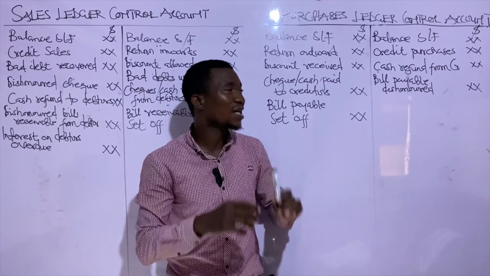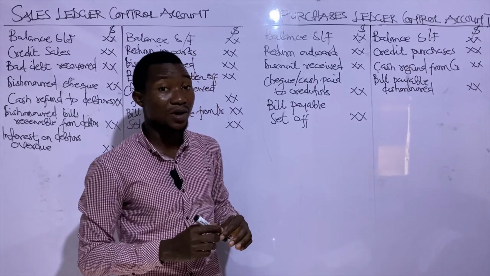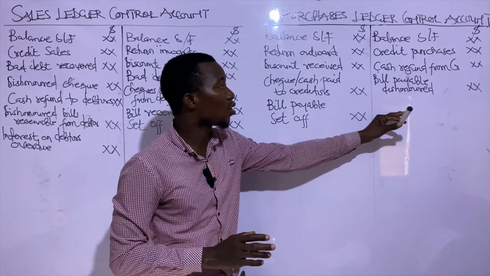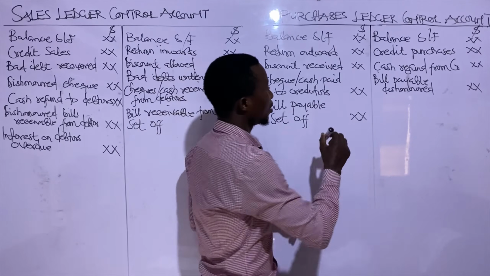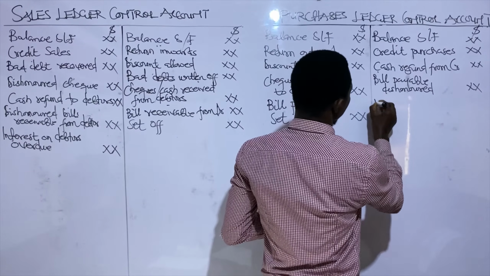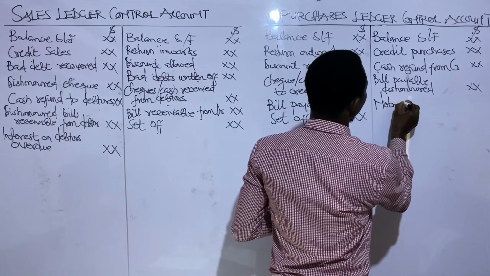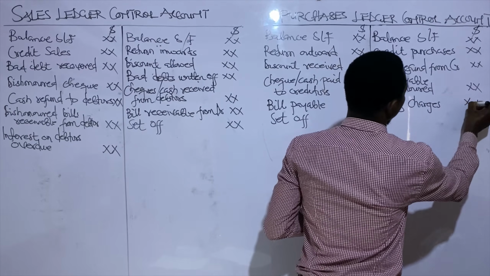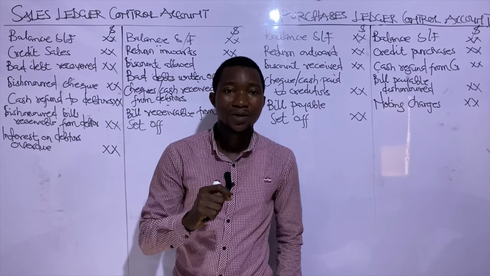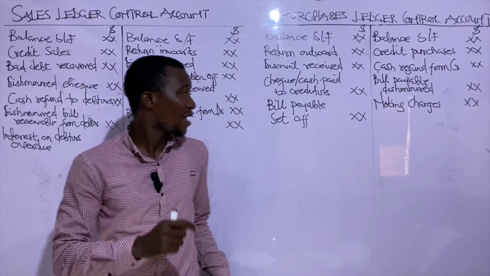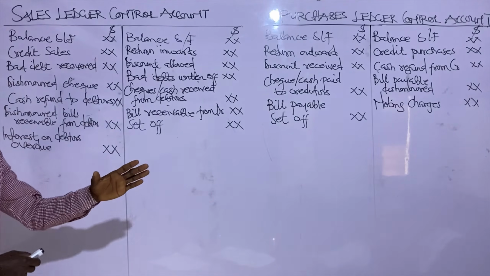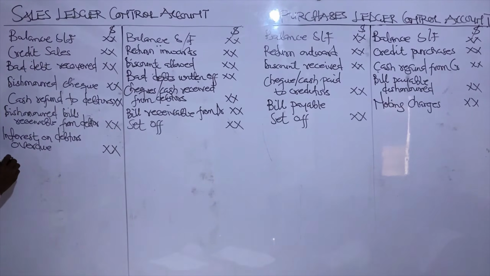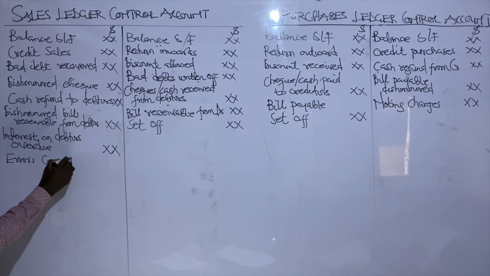And that amount will increase the creditor's balance. Is that okay? So noting charges will be recorded at the credit side of the purchases ledger control account. So noting charges at the credit side. Another item I would like to talk about is errors. Errors may appear in each side of the two accounts. So you could have errors corrected at the debit side.